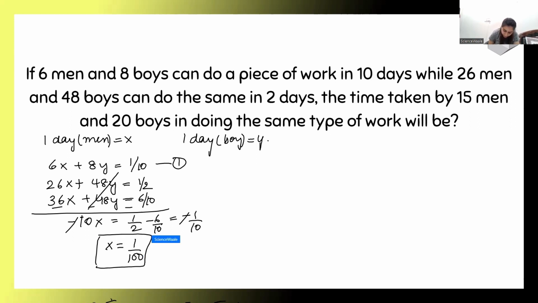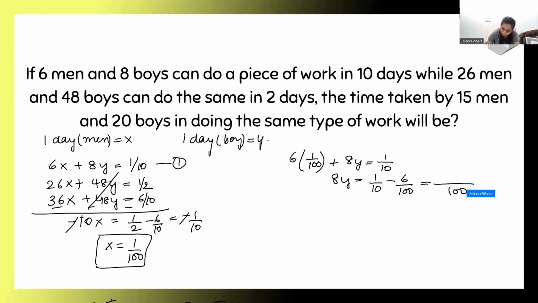If we put this in the first equation, we'll be getting 6 into 1 by 100 plus 8y equals 1 by 10. So 8y equals 1 by 10 minus 6 by 100. The LCM is going to be 100. So 10 minus 6, which is 4 by 100. And 4 twos are 8. So y is going to be 1 by 200.